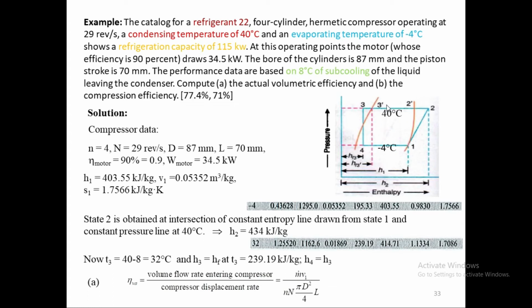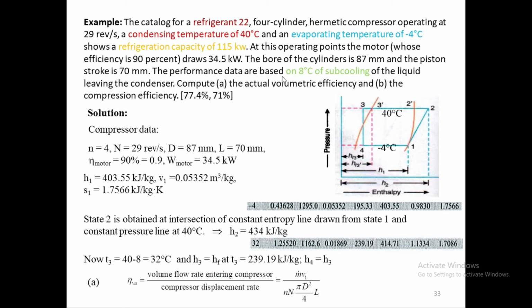The condenser is at 40 degrees centigrade right here, and the evaporator is minus 4 degrees centigrade. It shows the refrigerating capacity of 115 kilowatts, so we are getting from the evaporator 115 kilowatts. At this operating point, the motor, whose efficiency is 90%, so eta M is given as 90%, draws 34.5 kilowatts of power. The bore of the cylinder is 87 millimeter and the piston stroke is 70 millimeter. So bore and stroke are given, so we can calculate how much is the swept volume.